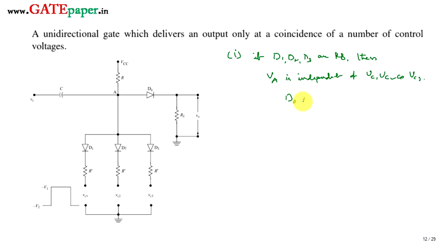So diode D0 is forward biased and V0 is proportional to Vs. This is called the transmission period. So V0 is equal to Vs only when D1, D2, D3 are reverse biased. By that time, the voltage at the P side of D0, that is node A, is independent of control voltages. Output is directly proportional to the input signal as the diode is forward biased with the help of Vcc.